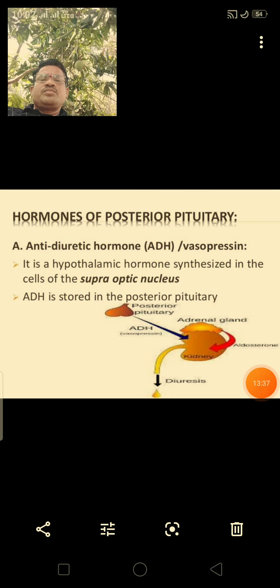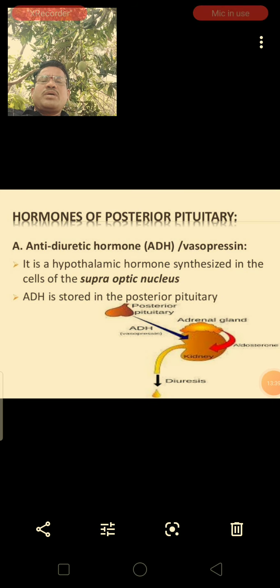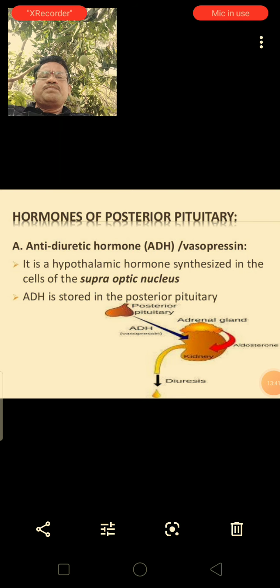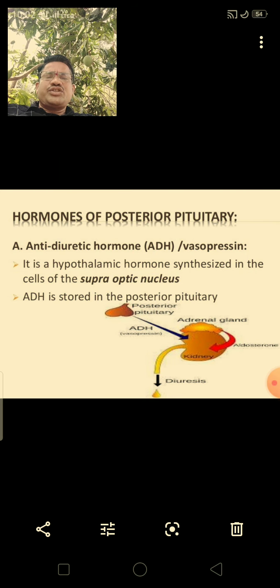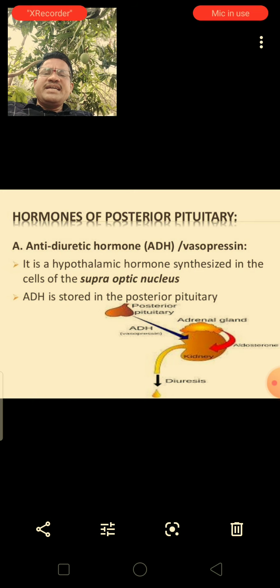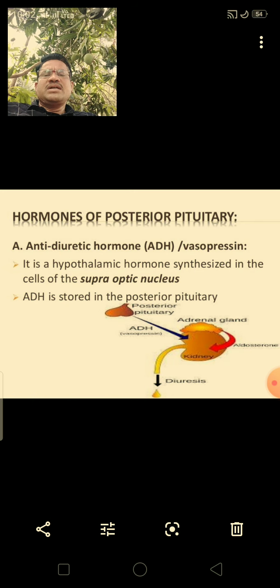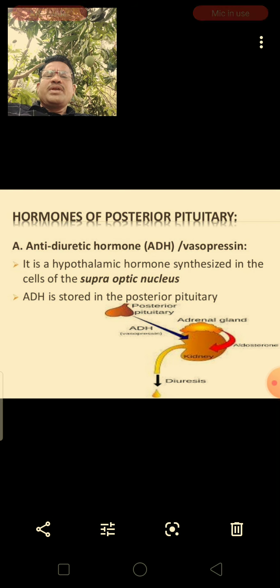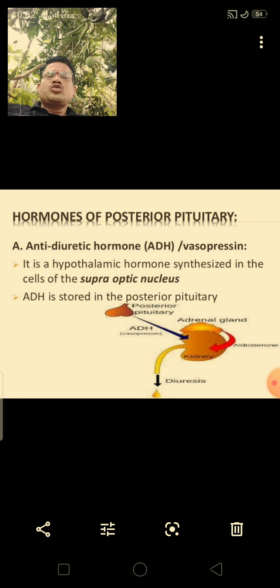Now, the hormones from posterior pituitary. First one, ADH or vasopressin. The abbreviation of ADH is antidiuretic hormone. Generally, it is a hypothalamic hormone synthesized in the cells of the supraoptic nucleus. ADH is stored in the posterior pituitary.